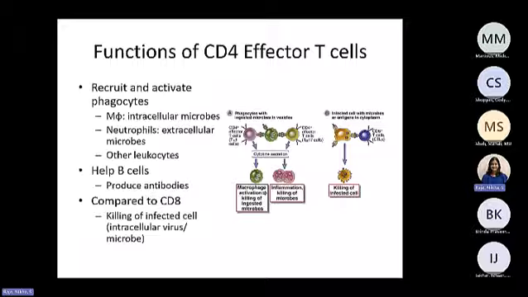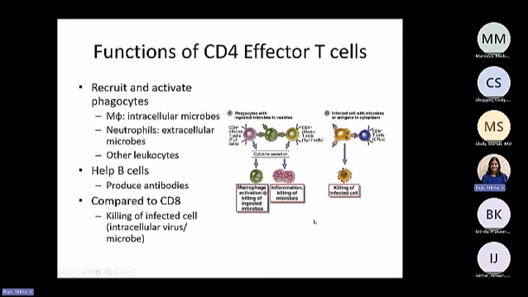Apart from that, they also help other lymphocytes. So they help B cells in making high affinity antibodies and then help them in class switching. And they help the CD8 cytotoxic T cells in their function of cytotoxicity, or killing the infected cell or damaged cell.